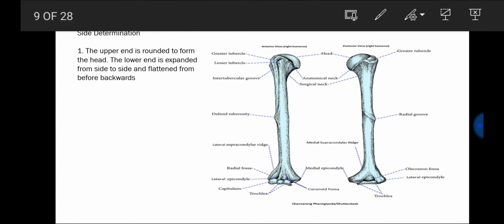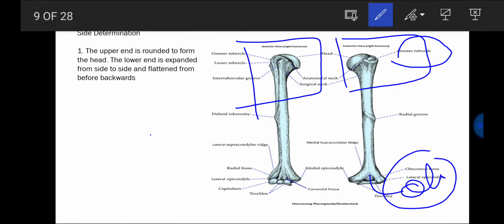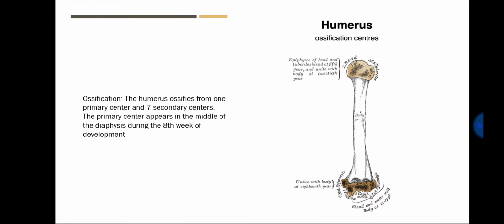Next is the side determination. How can we define whether this is the anterior side or the posterior side? It is very easy. First is your olecranon fossa, which is the best. And the greater tuberosity, on both sides there is some protuberance. The deltoid tuberosity is also one part, and the radial groove is also one part, to define the anterior and posterior sides easily.